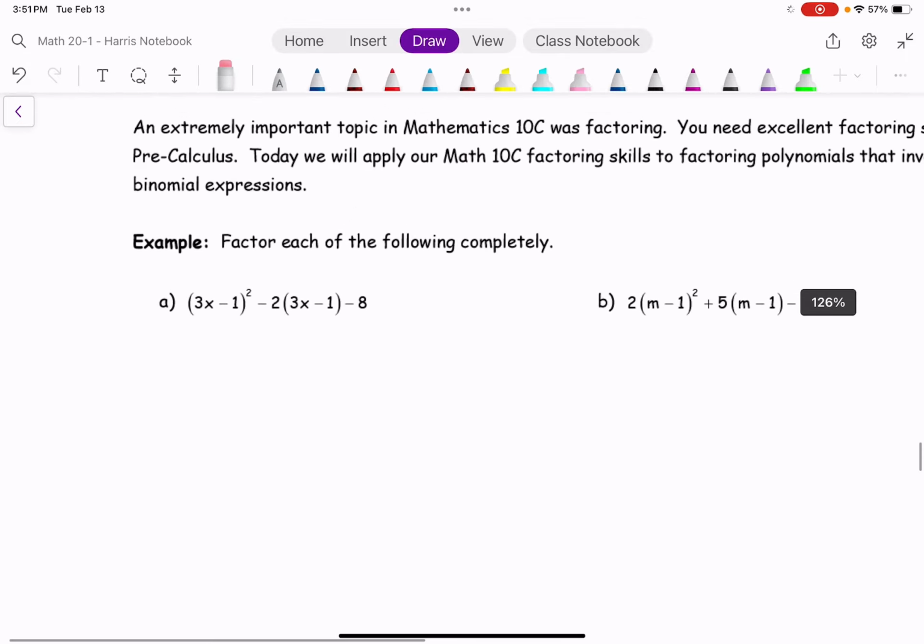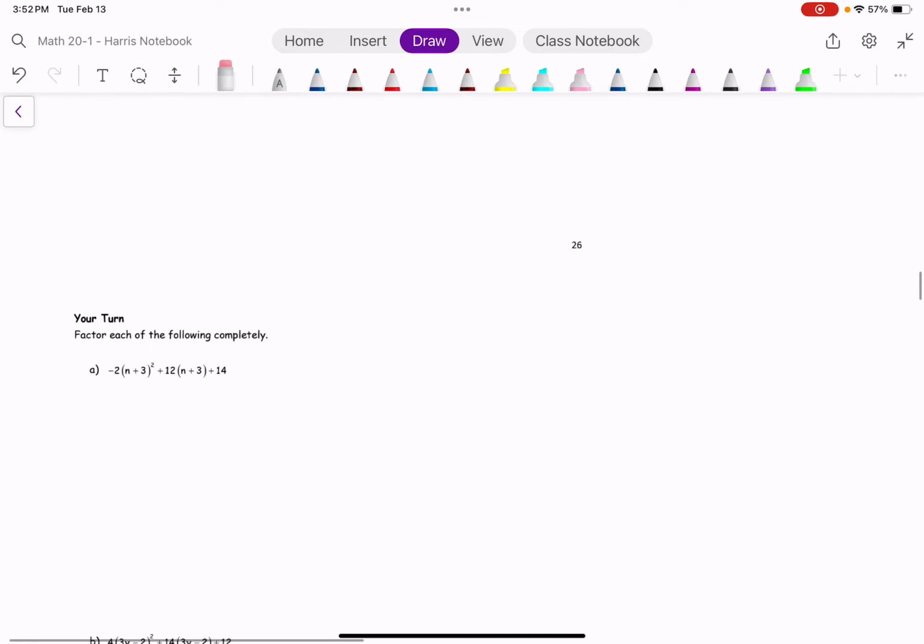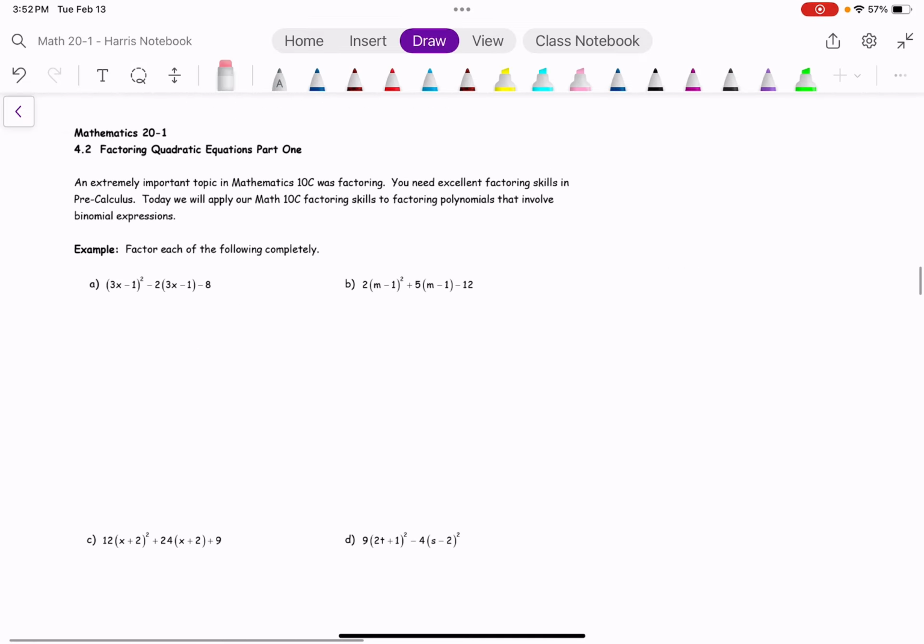Okay, so I need all of you to turn to page 26 in your booklets, please. 26 or 27, I can't remember which one it is.